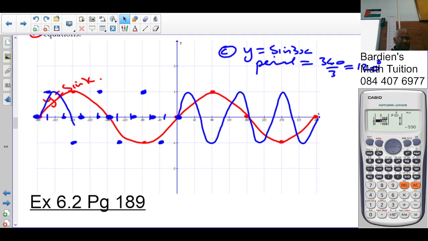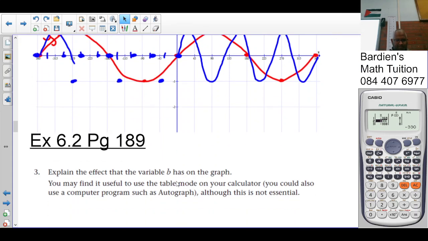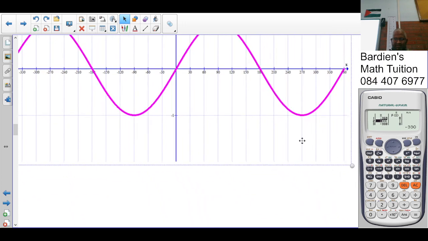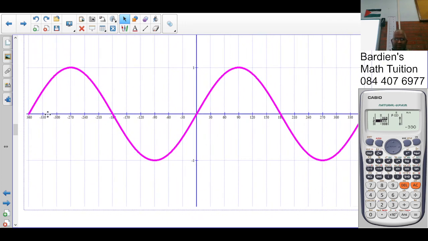So this is what you should see there. Okay. So you see there, people, the curve. The nice smooth curve for the sine. This is a sine x graph.